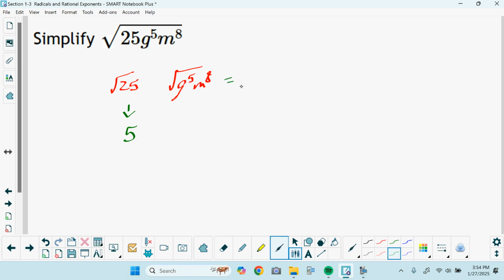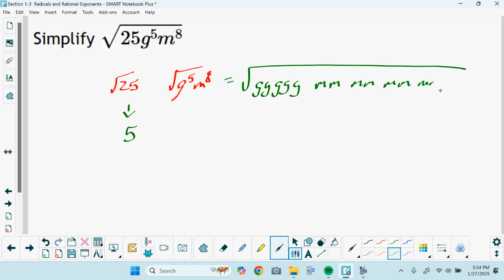But I'm going to rewrite the square root of g to the 5th m to the 8th. So I'm going to write, I've got 5 g's. I have 8 m's. Now, my index, which is my root, is a 2. It's imaginary, but there's a 2 there, hence square root. Now, what I'm looking for is groupings of 2. So there's a grouping of 2, there's a grouping of 2. So I can pull out 2 g's, and I'm going to leave 1 behind.